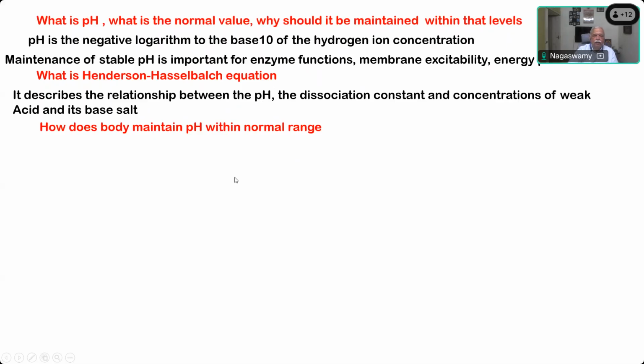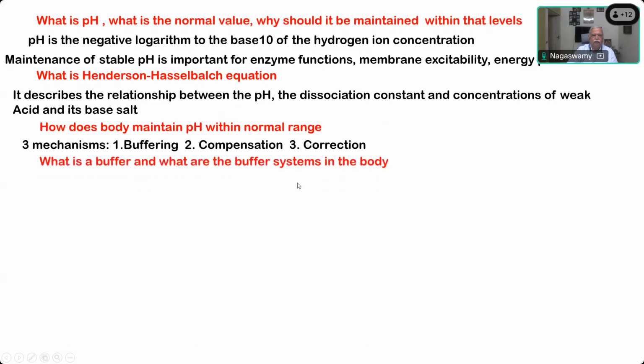So how does body maintain pH within the normal range? It is by two organs mainly. One is the lung and the other one is the kidneys. Either by conserving, by buffering systems. Three mechanisms: buffering, compensation, and correction.